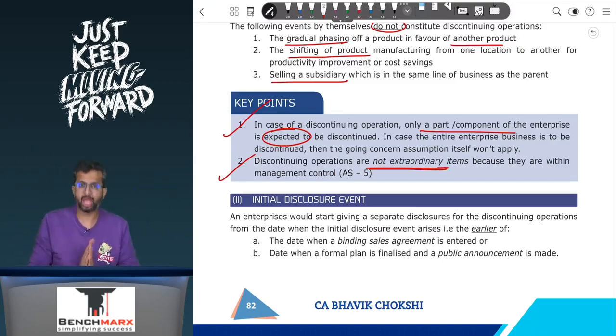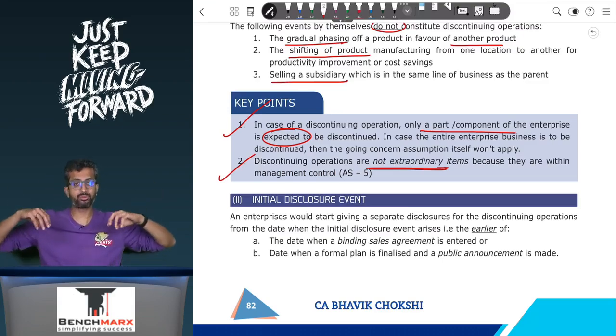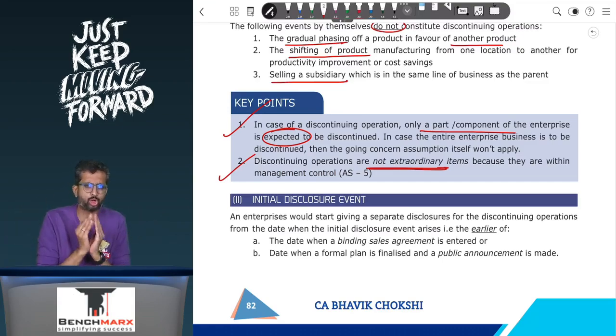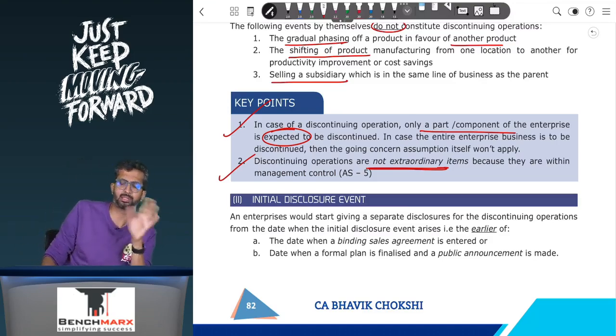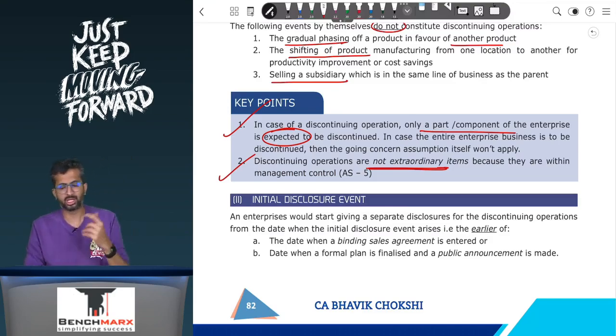But from when do they have to be given? Remember, if I want to sell a division, it is not generally very public. It is usually very confidential. The board has passed a resolution, but I have not told people as yet, because if I tell them, employees will start leaving, suppliers will stop giving me credit, customers will not deal with me as much. So I would say let me first find a buyer and then make the announcement public. So, the initial disclosure event: when will I start giving disclosures?